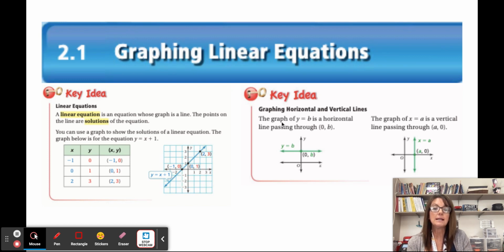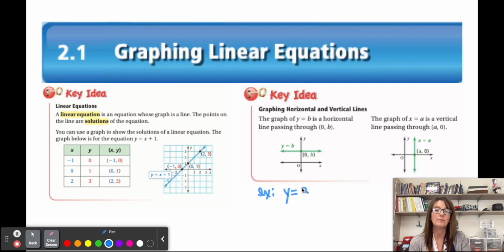Another key idea in this lesson is horizontal and vertical lines. Horizontal lines are just that, horizontal. They are parallel to the x-axis. The vertical lines are parallel to the y-axis. An example of a horizontal line would be, say, y is equal to 3. That's it. You won't see x at all in a horizontal line equation.